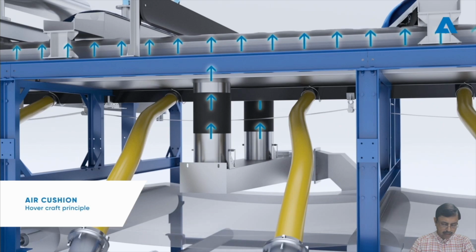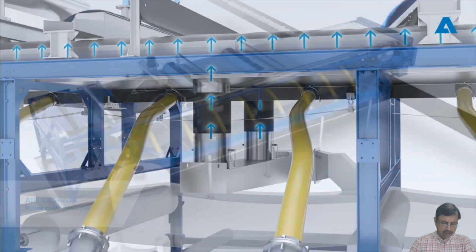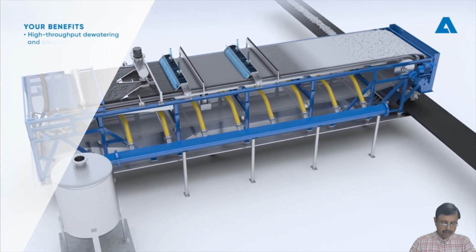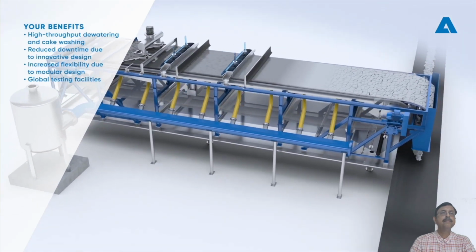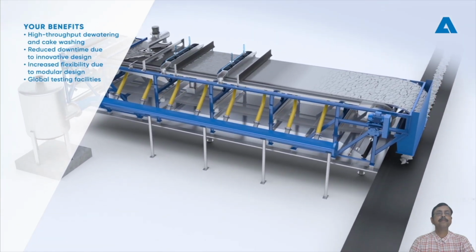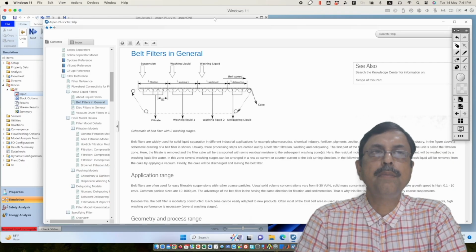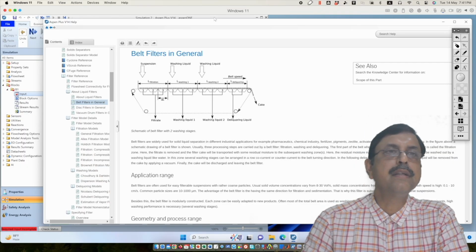Here you see how the air cushion is given. So basically air is flown over there. So I hope you have understood how belt filter works.